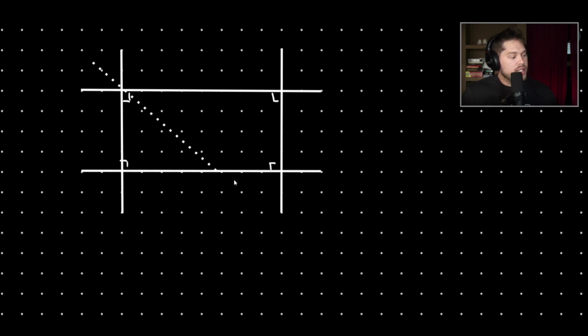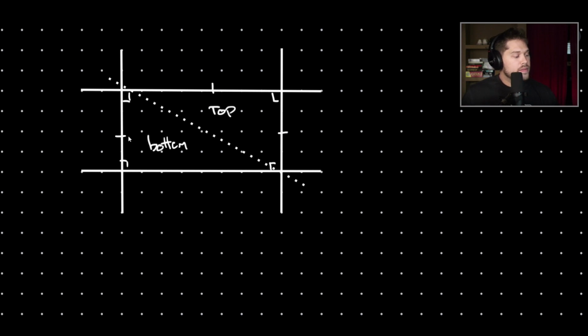So let's go ahead and draw a diagonal. That was a pretty bad diagonal. Let's get it more down the line here. Okay, here we go. So here we have a diagonal. And notice that, again, these triangles must be congruent with one another. Here, this top triangle and this bottom triangle, they are congruent by side, side, side.